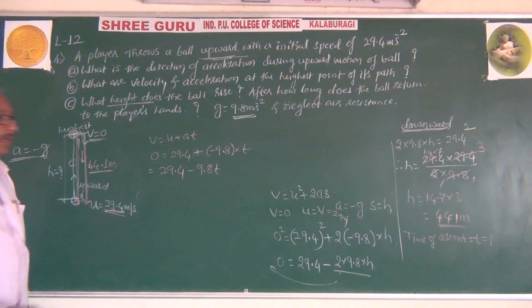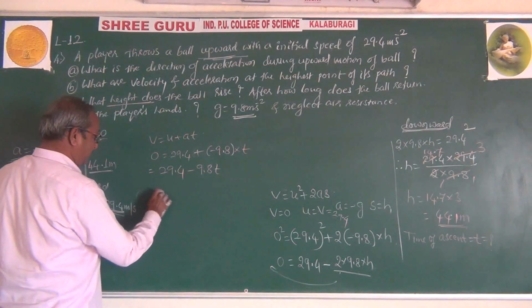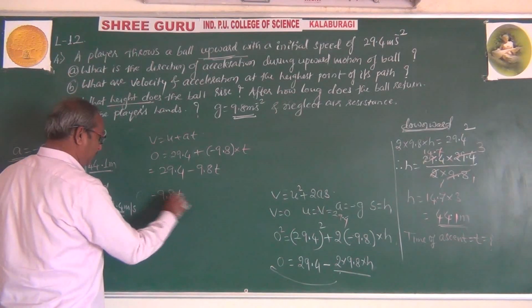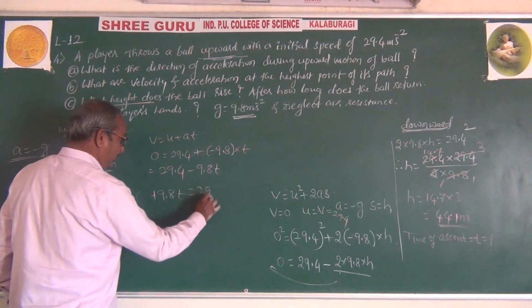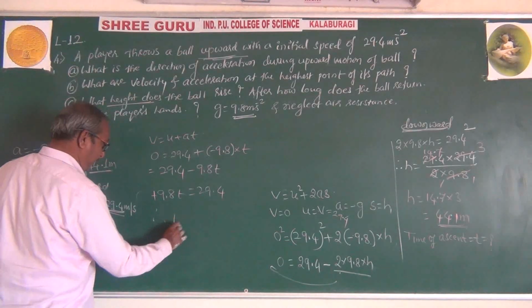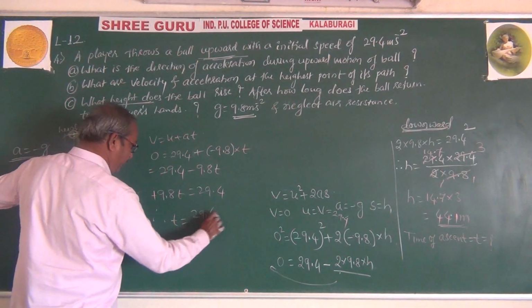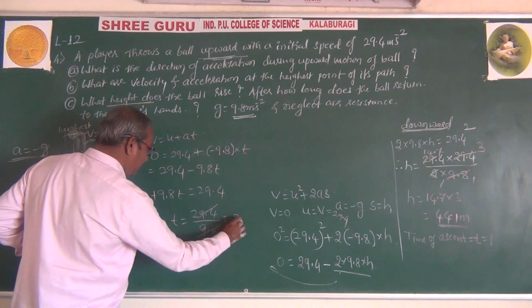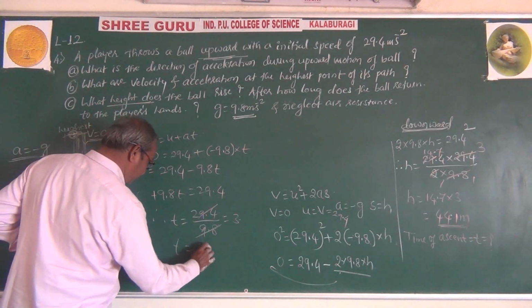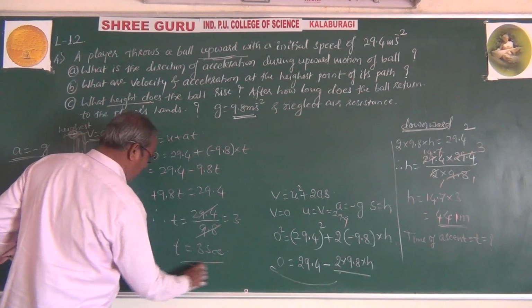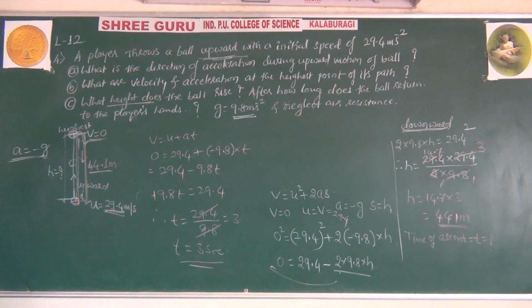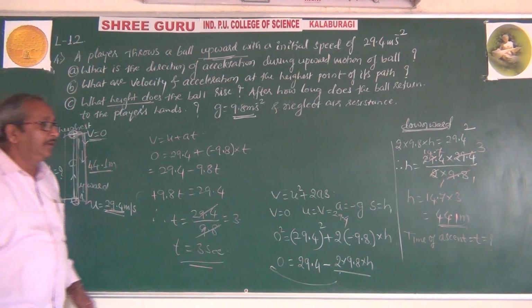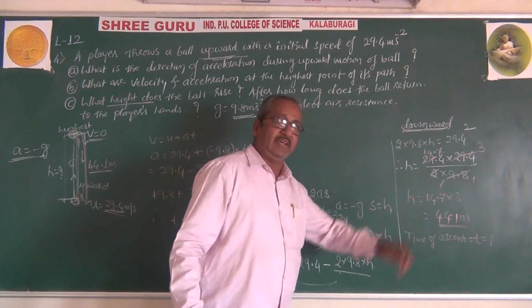After rearrangement, what do we get here? Minus 9.8 into t becomes plus, and 29.4 is on the other side. Therefore t equal to 29.4 divided by 9.8, 1 jar 3. That means t equal to 3 seconds. So the time of ascent is 3 seconds.